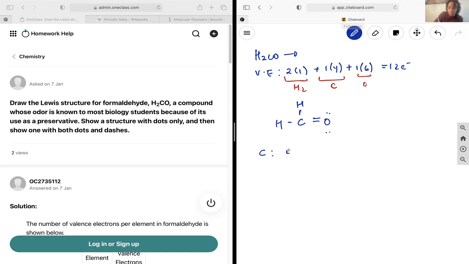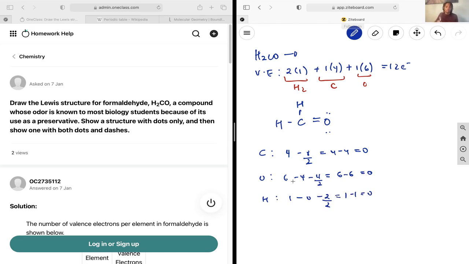Let's check our formal charges. So on carbon, we are going to have 4 minus 8 over 2, which is going to give us 4 minus 4, which is 0. On the oxygen, we'll have 6 minus 4 over 2. That's going to give us 6 minus 6, which is again 0. And lastly, on our hydrogen, we are going to have 1 minus 0 minus 2 over 2. That's just going to be 1 minus 1, which is 0.